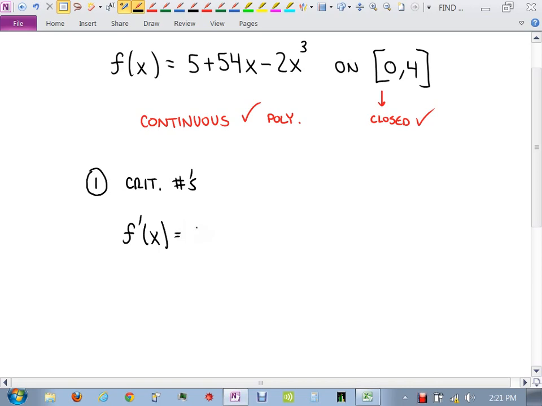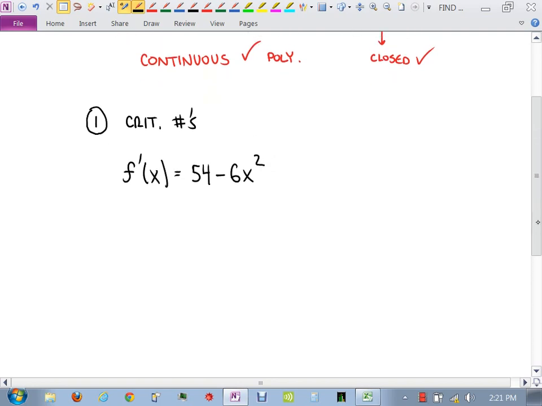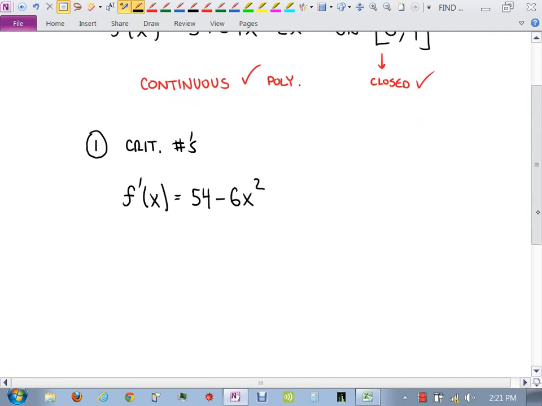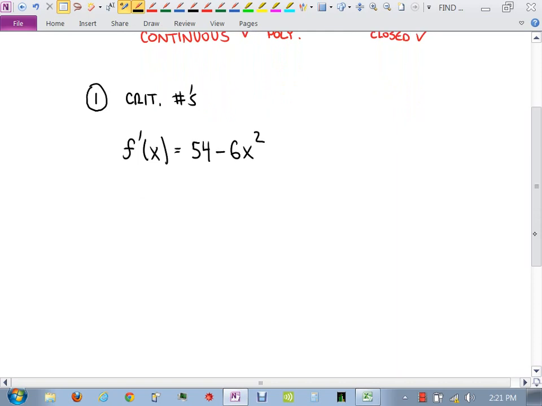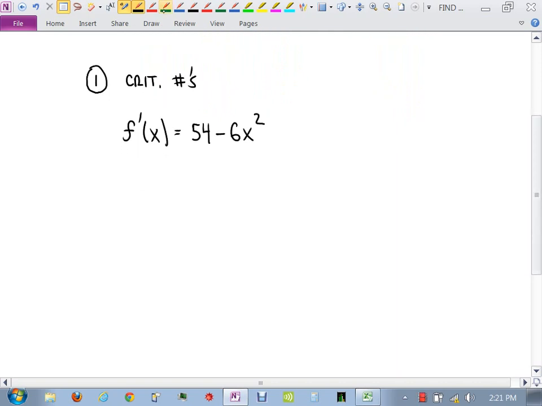54 minus 6x squared. Is everyone with me? Yeah? I don't know why I keep asking. Why do I keep on asking y'all stuff?